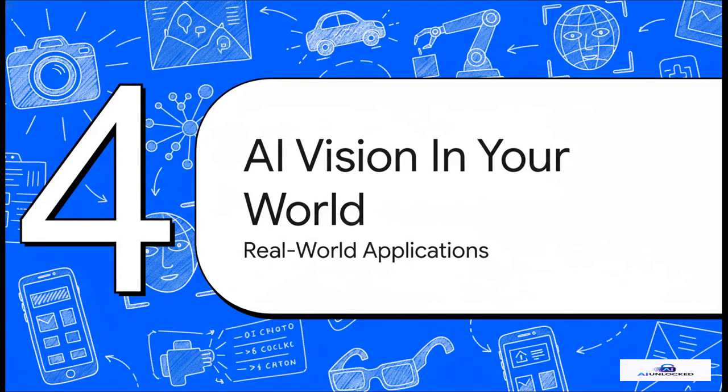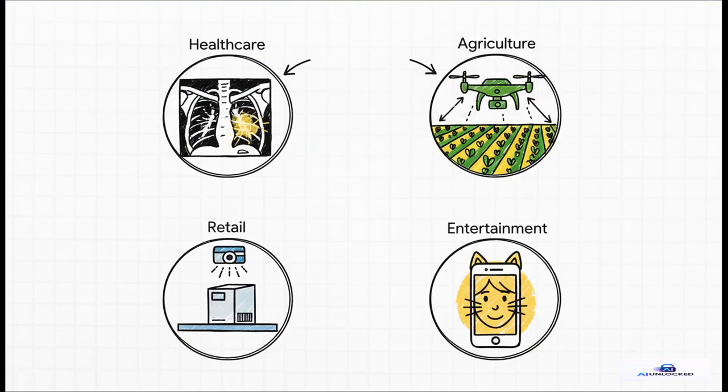And look, none of this is science fiction anymore. This technology is already baked into our world in so many ways you might not even realize. Let's just look at a few. In healthcare, AI is analyzing medical scans with an accuracy that can match or sometimes even beat human experts. In farming, drones are using it to check on crop health. In stores, it's what makes cashierless checkout possible. And of course, in entertainment, it is the magic behind every single one of those real-time AR filters you see on social media.